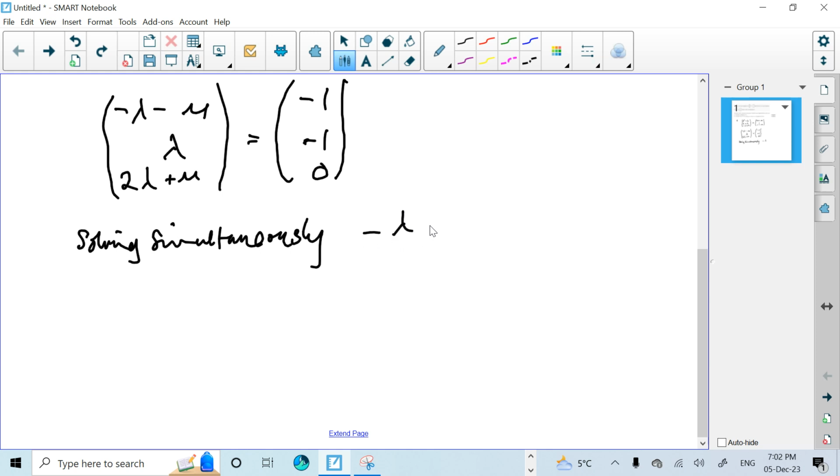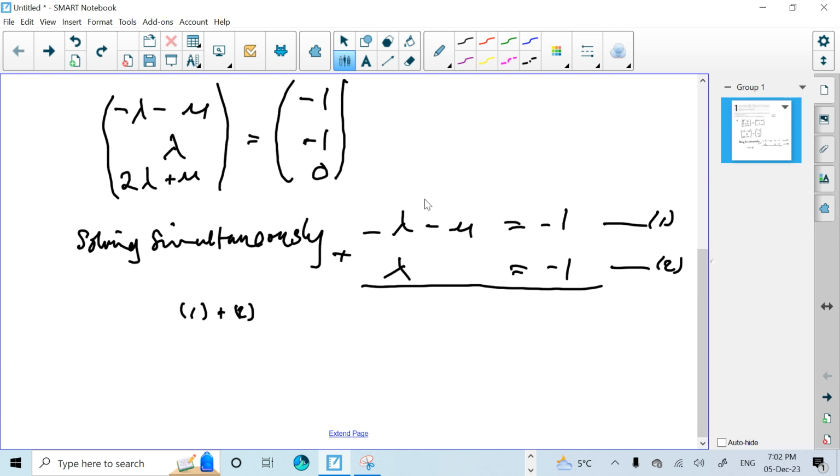Minus lambda minus mu is equal to minus 1, and I call that equation 1. And I've just got lambda, there's no mu here, is equal to minus 1 as well, and that's my equation 2. Well, that's nice. I can just add 1 plus 2, and lambda is eliminated. I've got minus mu is equal to minus 1 plus minus 1, which is minus 2. So mu is equal to 2.